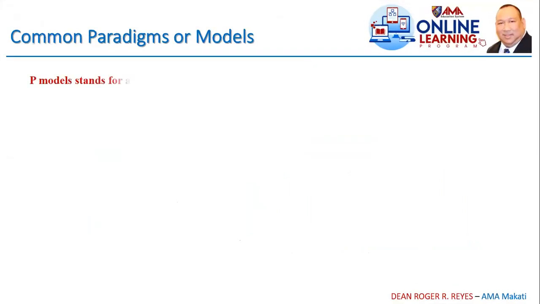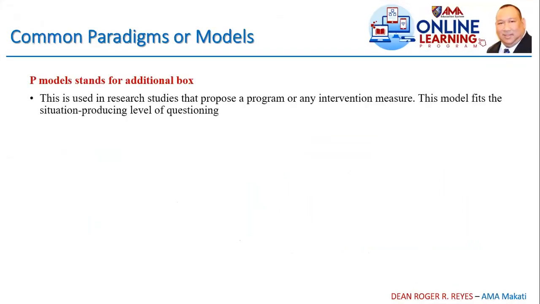Ikaapat, P model stands for additional box. This is used in research studies that propose a program or any intervention measures. This model fits the situation producing level of questioning. If you are going to propose a strategic plan to address the problem of the company, ito ang mahusay na model. Kung magpo-propose ka ng marketing plan for an advertising for a business para to increase their profits, itong gagawin mong paradigm.